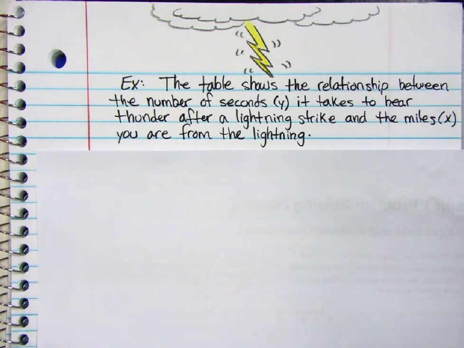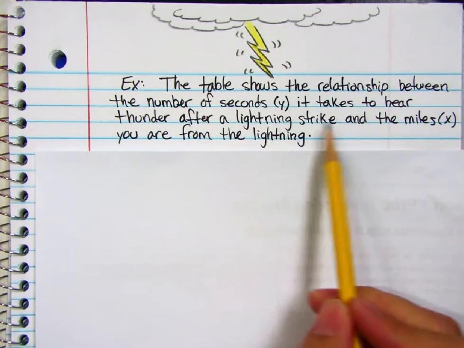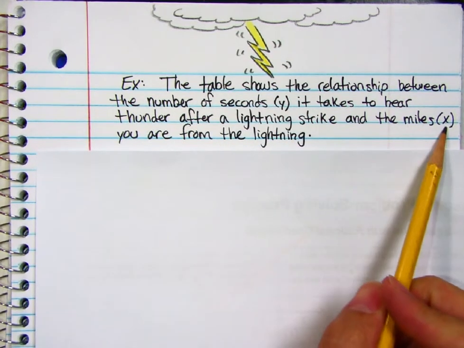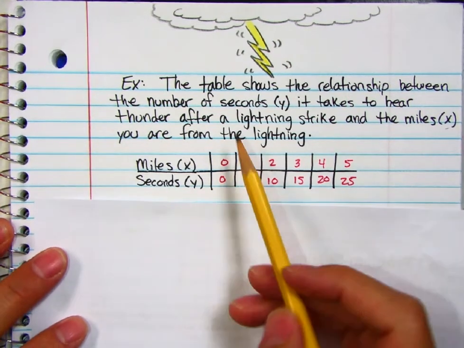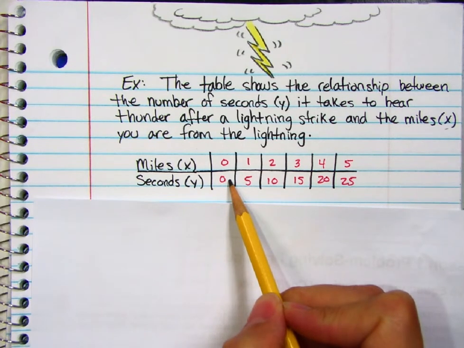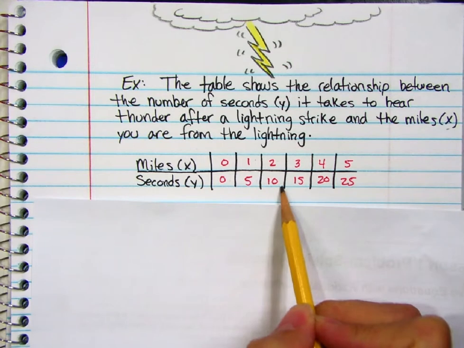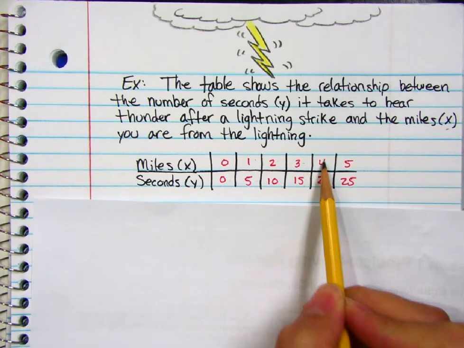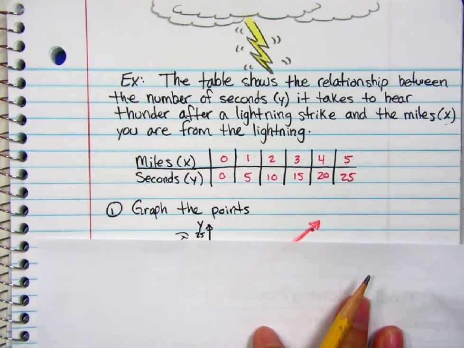Here's our last example. The table shows a relationship between the number of seconds, y, it takes to hear thunder after a lightning strike and the miles, x, you are from the lightning. So I take a look at my table. If I'm 0 miles away from the lightning, obviously I'm going to hear it instantly. 1 mile, 5 seconds. 2 miles, 10 seconds. 3 miles, 15. 4 miles, 20. 5 miles, 25.